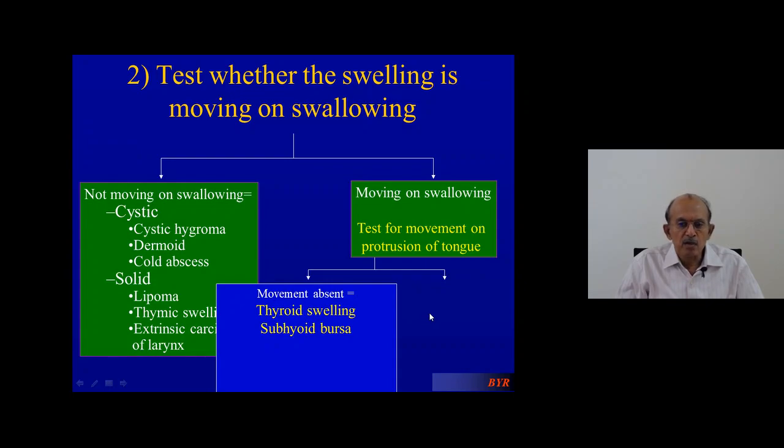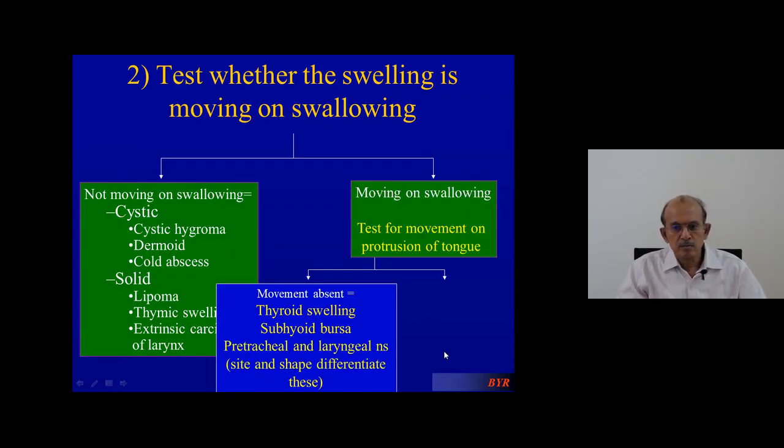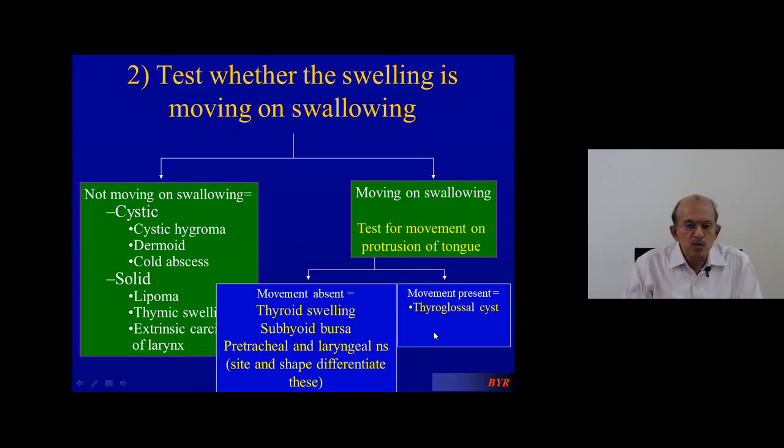In this, only one thing will move on protrusion of the tongue, the remaining will not move on protrusion of the tongue. Movement present means it is thyroglossal cyst. The other possibility is: what is the other swelling which moves on protrusion of the tongue apart from thyroglossal cyst?